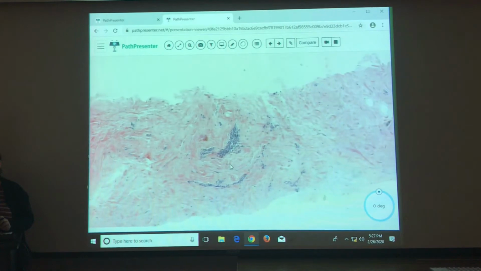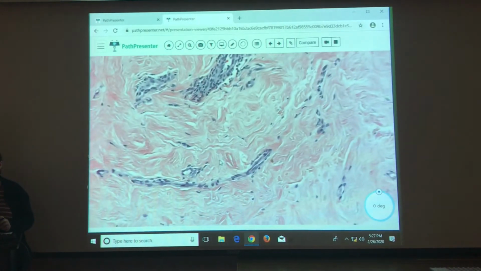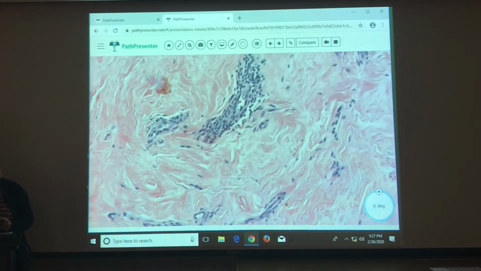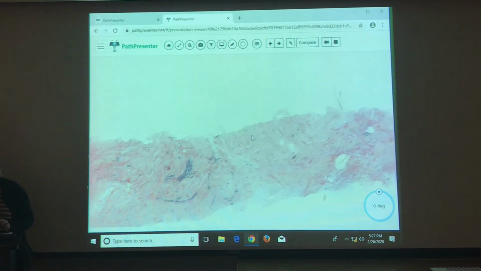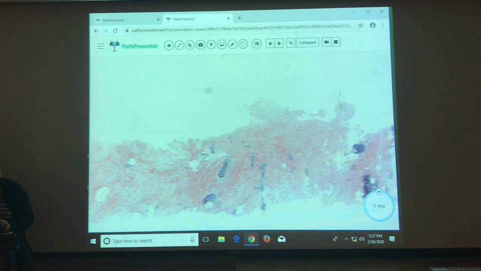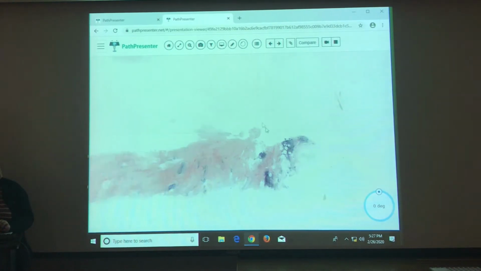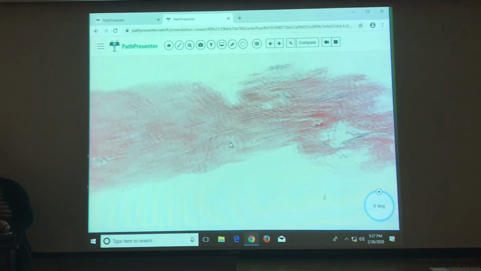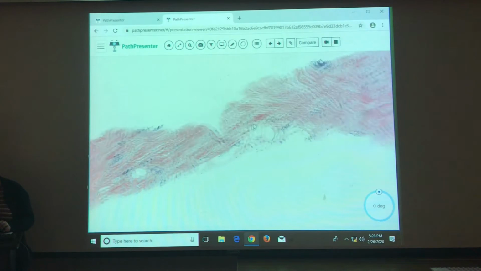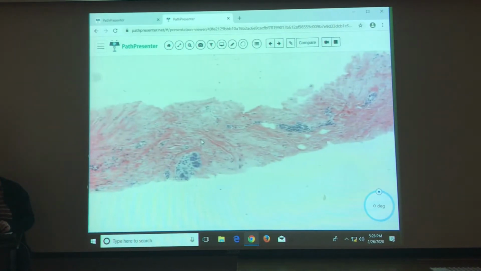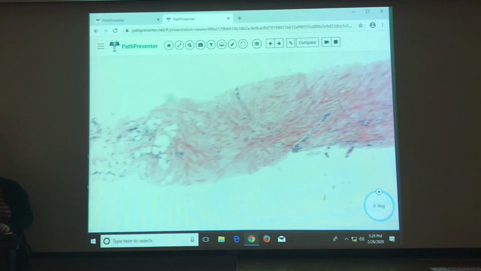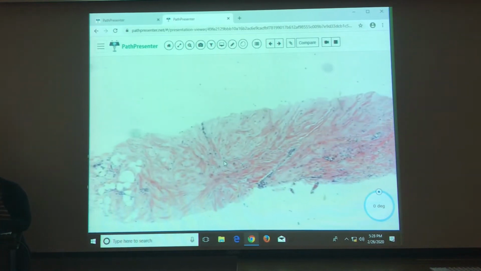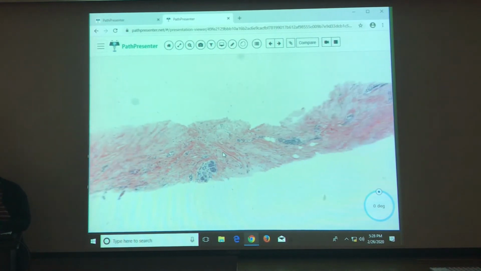You have some ducts here that seem to be a little squished or deformed to me. Let's see, we can check on another core. Is this representative of the entire specimen? The entire specimen. Okay. So what do you think? How old is this patient? Well, let's say 40. First mammogram and biopsy.